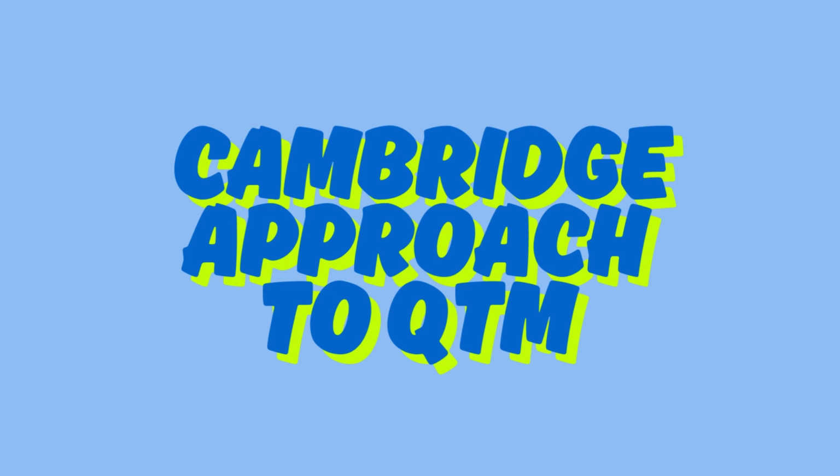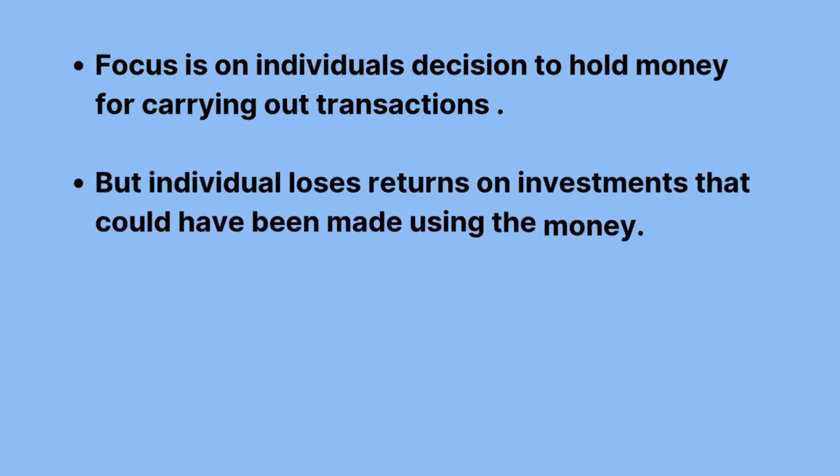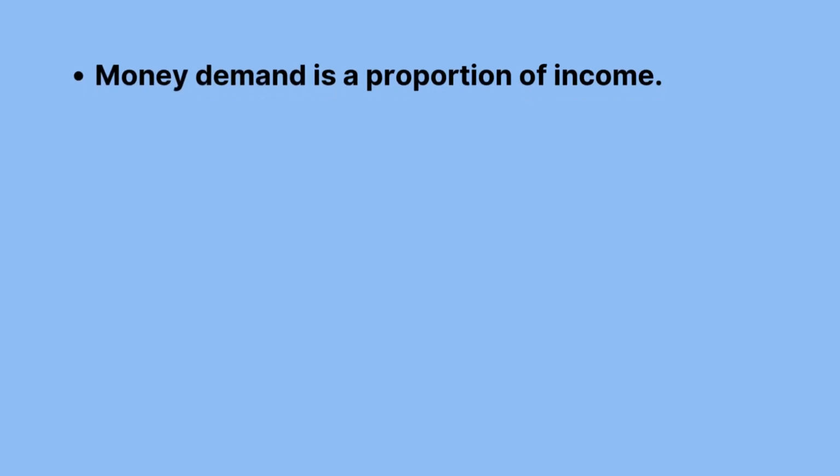This approach is the Cambridge approach. This focuses on individuals' decision to hold money. A person will hold money to carry out transactions, but at the same time it's important to remember that currency yields no return. Therefore, only a part of the income would be demanded as currency. Therefore, money demand would be a proportion of income. Money demand, or MD, is equal to K into P into Y, where K is the proportion of money that is held as currency, P is the price in the economy, and Y is the output that the economy produces.